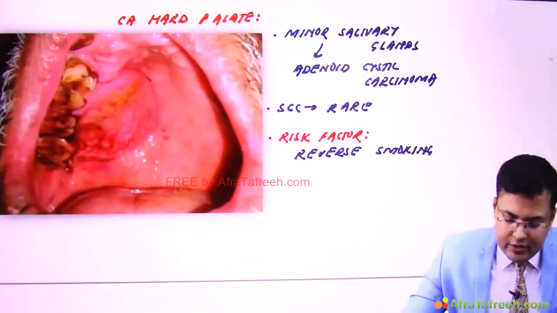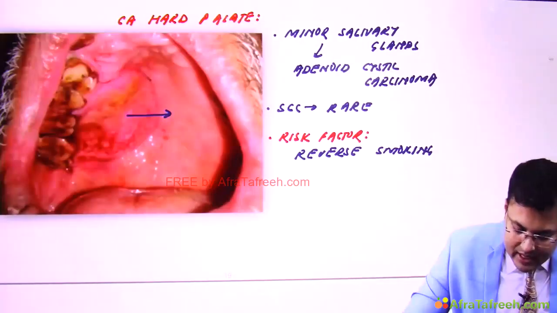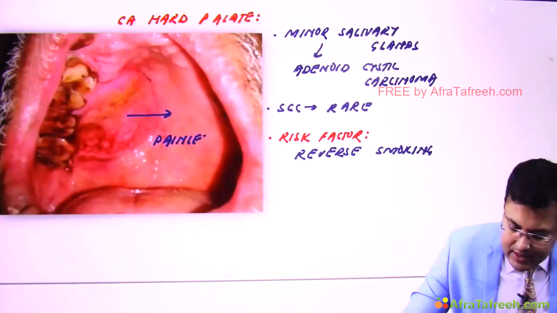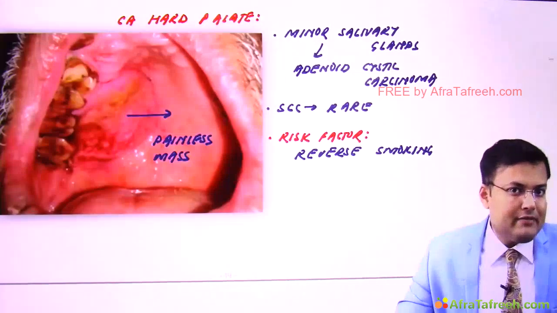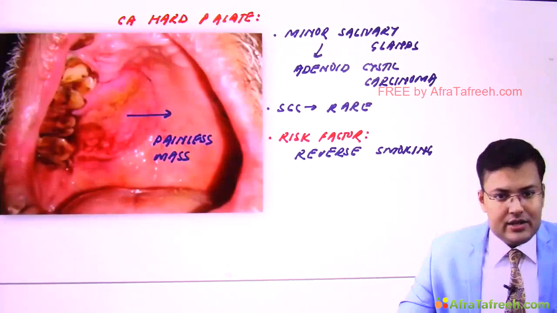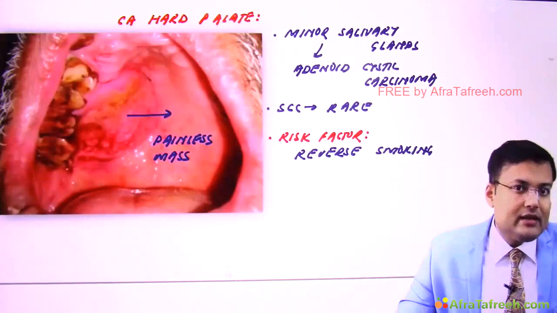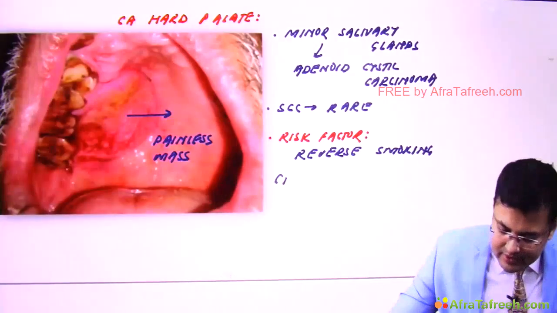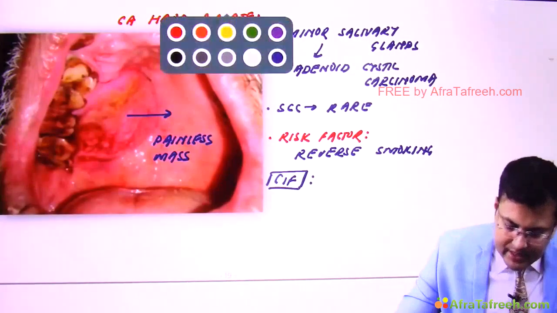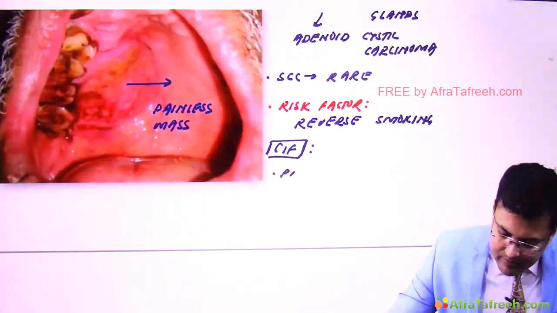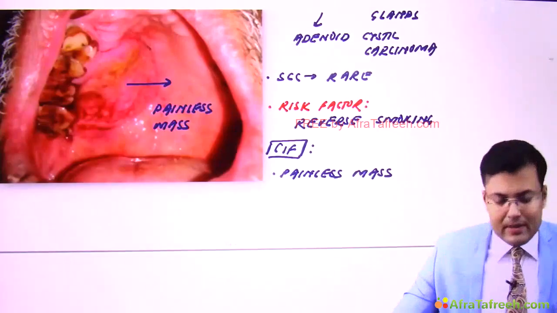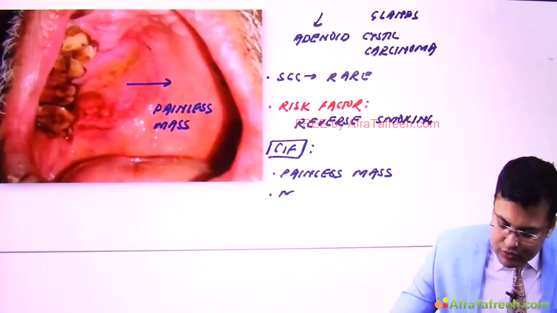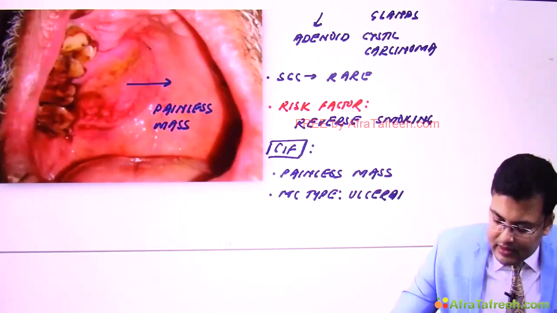Now what is the presentation? So here you can see that there is painless mass in the hard palate. So painless mass in the hard palate means on the roof of oral cavity. These malignancies are well differentiated and sometimes there is ulceration also. So what happens? The most common variety is ulcerative variety. So clinical features: there is painless mass in the roof of mouth or in the hard palate. It is well differentiated. The most common type or variety is ulcerative variety.